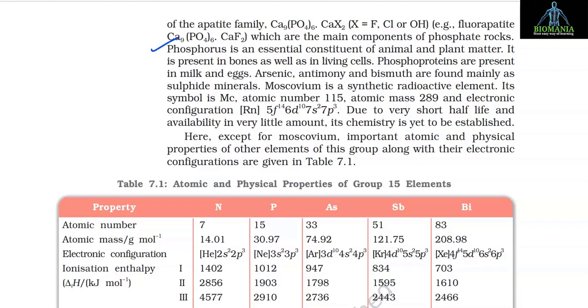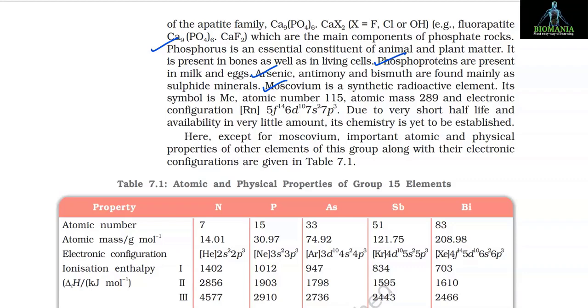Phosphorus is an essential constituent of animal and plant matter. It is present in bones as well as in living cells. Phosphoproteins are present in milk and eggs. Arsenic, antimony and bismuth are found mainly as sulfide minerals. Moscovium is a synthetic radioactive element.